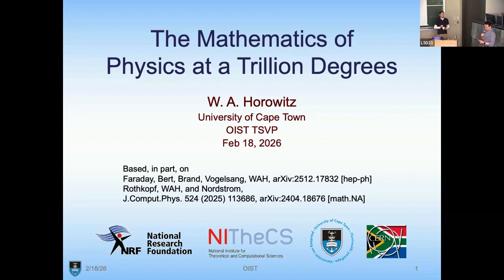He founded a Society of Physics Students at UCT, established the SA CERN Excellence Bursaries, and created and directs the South African Theory and Computational School, which is the first semi-virtual postgraduate level teaching platform in physics and mathematics in South Africa. Will's research interests are in quantum field theory, string theory, numerical methods, and the foundations of classical and quantum mechanics. So today he will talk about mathematics of physics at 1 trillion degrees.